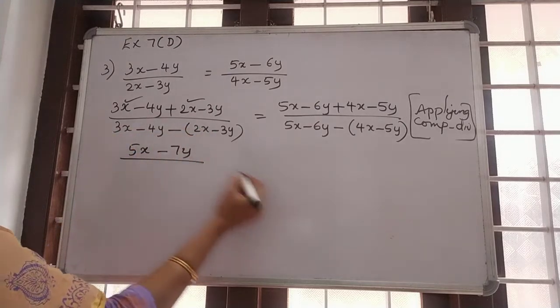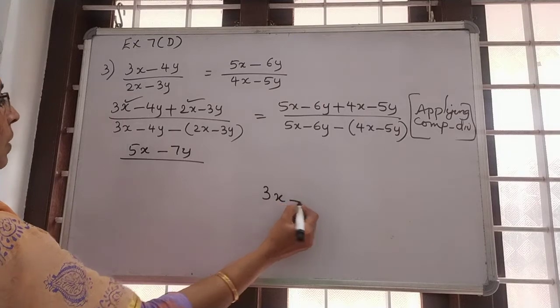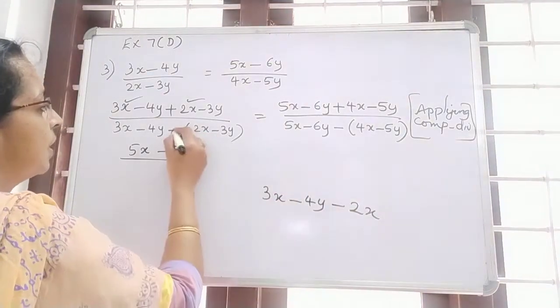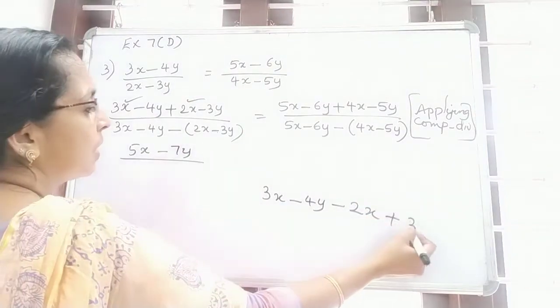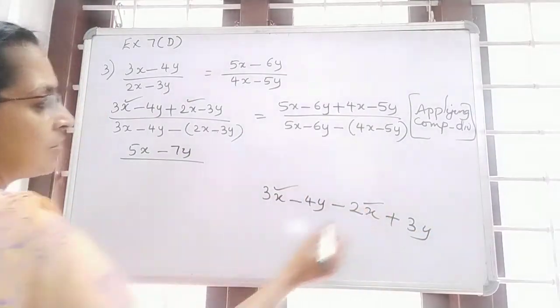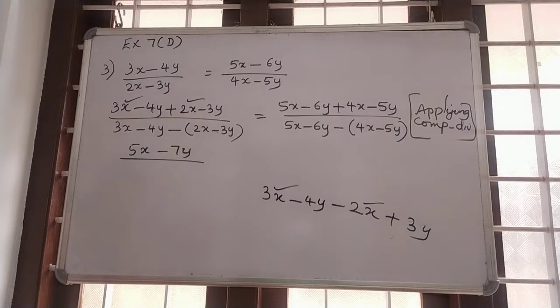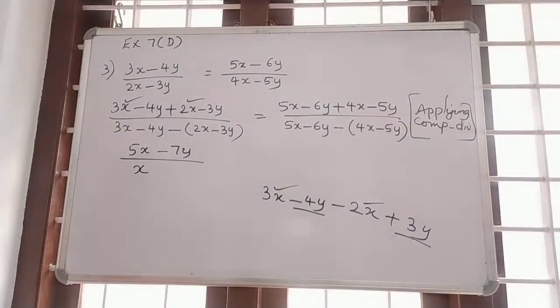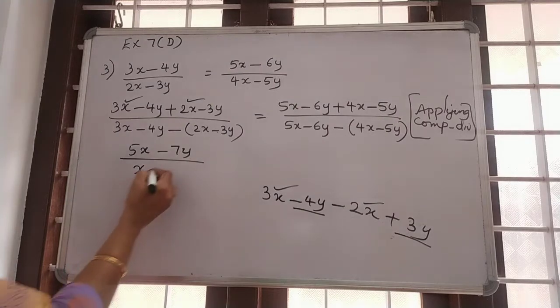Changing the bracket, do it in the working column. 3x minus 4y, if you are changing it, it will be minus 2x, minus into minus plus 3y. So 3x minus 2x is x. Here minus 4y and plus 3y will be minus y.